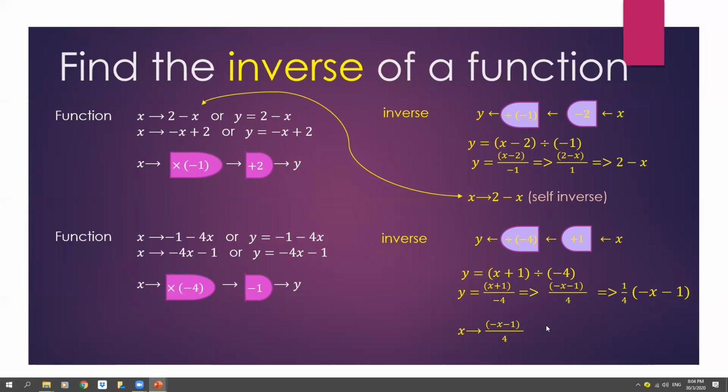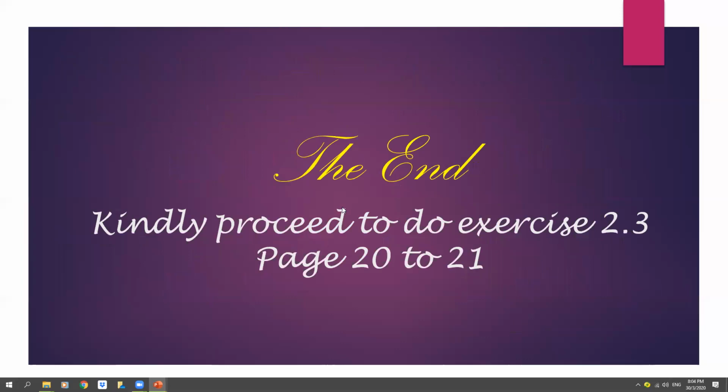So you can see I already showed you a few examples of how to do inverse. Basically, if you have this function machine, you just go backwards. When you go backwards, you change the sign. Plus becomes minus, minus becomes plus, divide becomes times, times becomes divide. All right. So basically, that's the end of this finding inverse function.